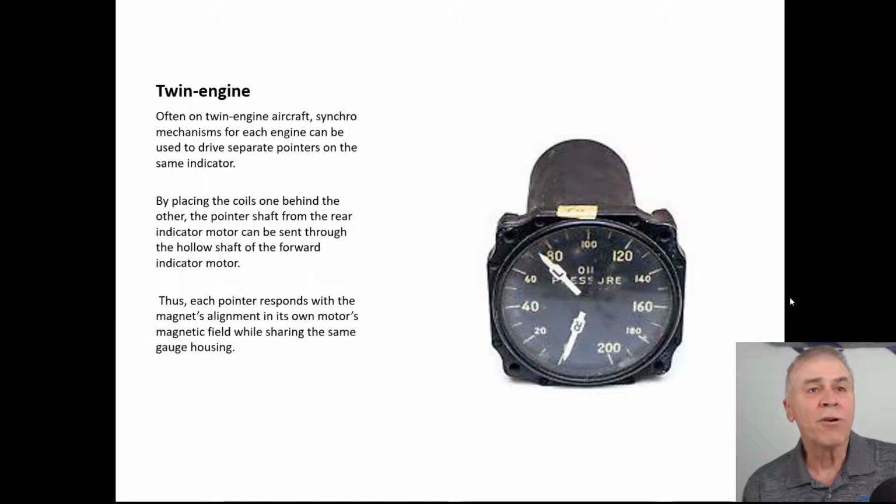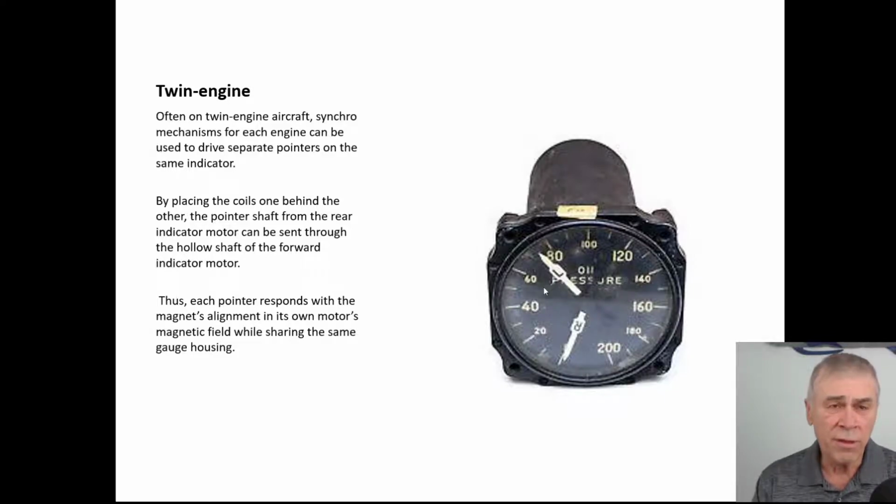Often on twin-engine aircraft, synchro mechanisms for each engine can be used to drive separate pointers on the same indicator. All right, here we do have, must be two engines, the left and the right, and you can kind of see the oil pressure for both of them on one gauge. We cover a little bit on how they do that. Basically, they're both attached to one shaft, but one is attached to a different part of the bottom, so it rotates independently of the other shaft.